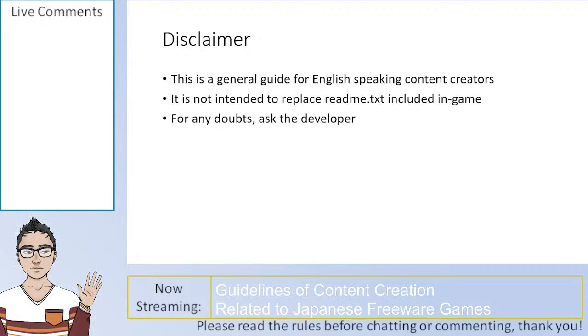So before you stream any games, in fact not just Japanese freeware games, if you are streaming any freeware games, for goodness sake, read the readme.txt that is included in the game folder. It won't take long to read, it's just 5 minutes at maximum, and see if there's anything that you need to pay attention to. Though to be fair, some of the games don't do that, and instead put the guidelines at the game download page, so you gotta watch out for that as well. If you have any questions regarding content creation, ask the developer. That's the safest way. So without ado, let's proceed.